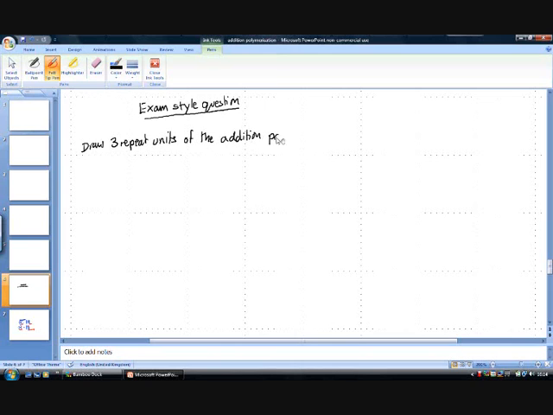So you need to change the structural formula into the kind of display formula that we've been working with to make it easy. So here we've got a structural formula, and it's asking for 3 repeat units of it. Now it might be a compound you've never come across before, but this is just easy. You just do the same thing as you did before.